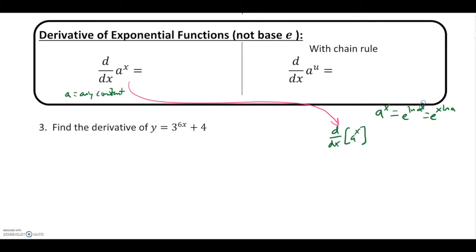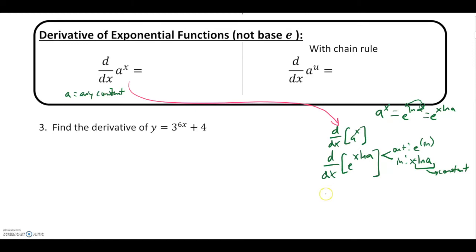And making use of a logarithm property, where I can take any exponent on the inside of a logarithm and move it out to be a coefficient. And so what I'm differentiating is e to the x natural log of a. And when I do that, well, there's my chain rule. Outside is e to the inside, and the inside is x times natural log of a, where this natural log of a, because a is a constant, will be a constant.